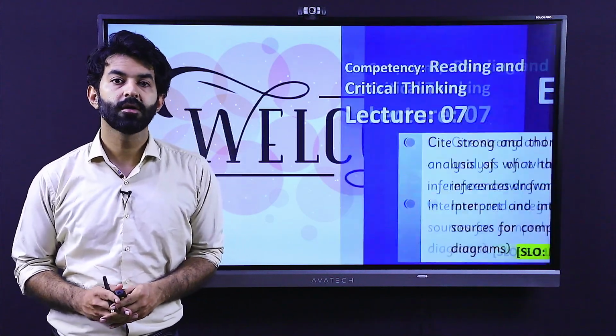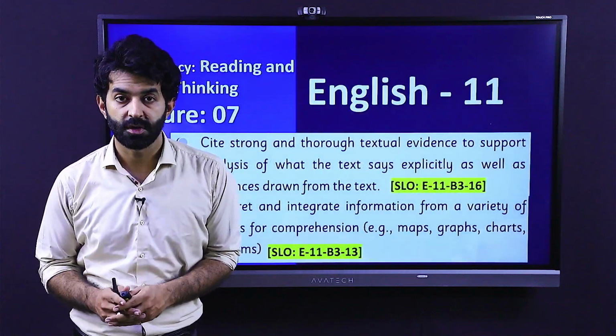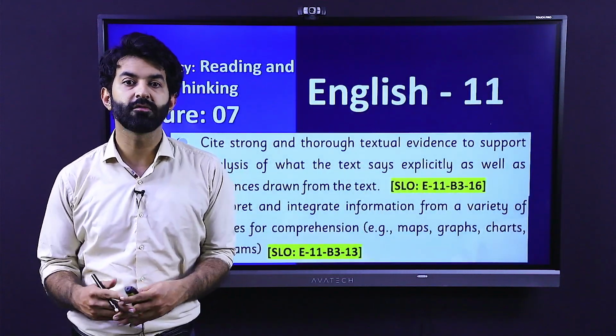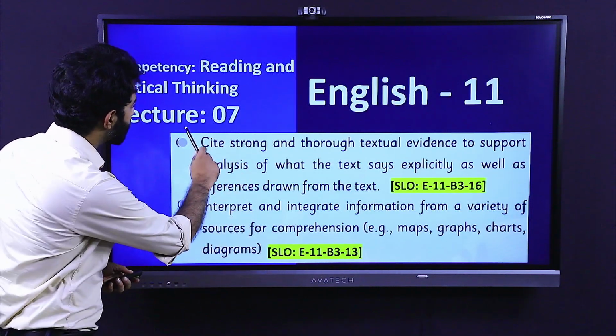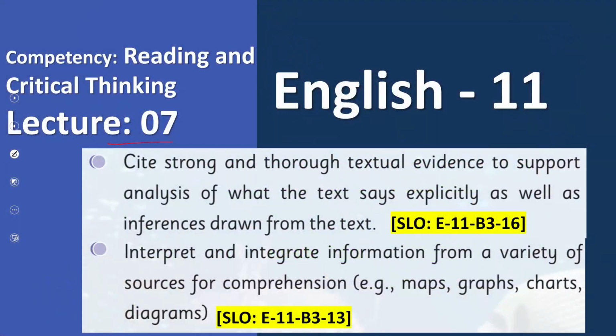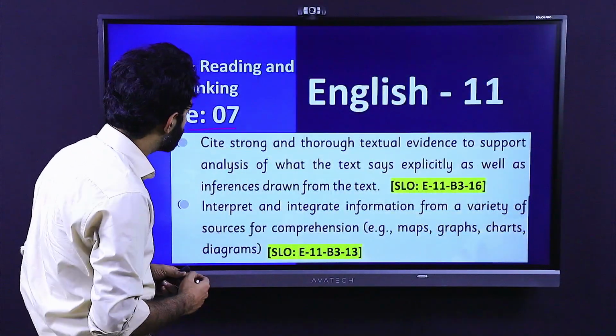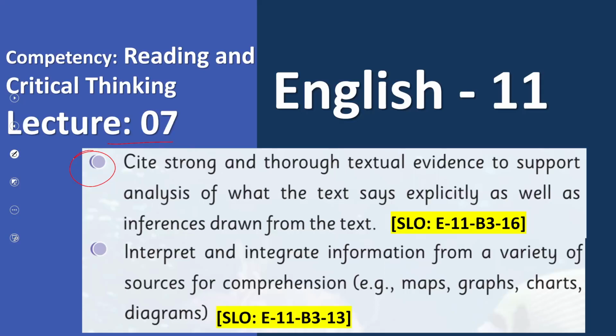Students, today we will cover the student learning outcomes of the unit that we are currently on, and we have our lecture 7. Now, students, we will talk about reading comprehension. Yes, we have two learning outcomes today. Let's go through them one by one and break them down.